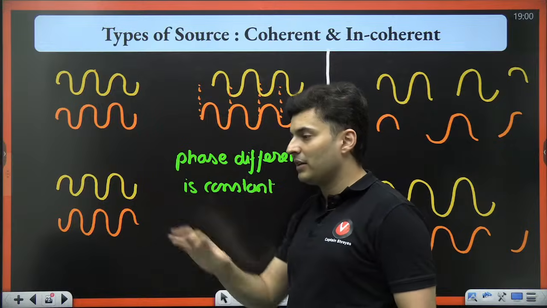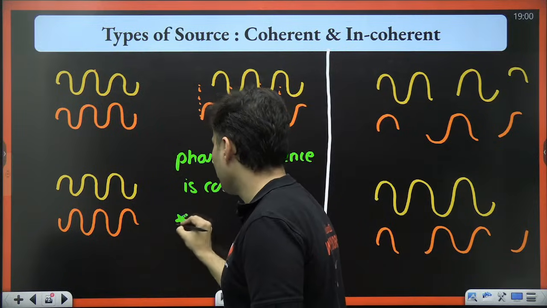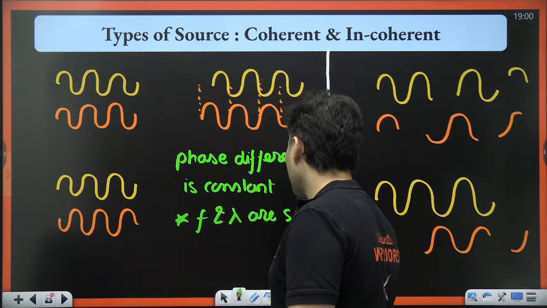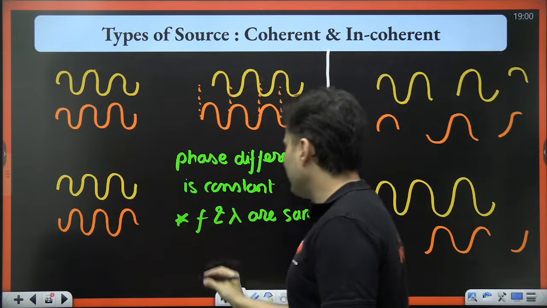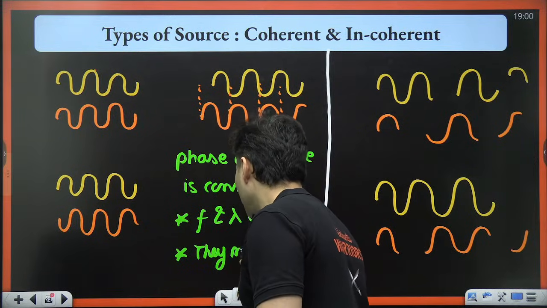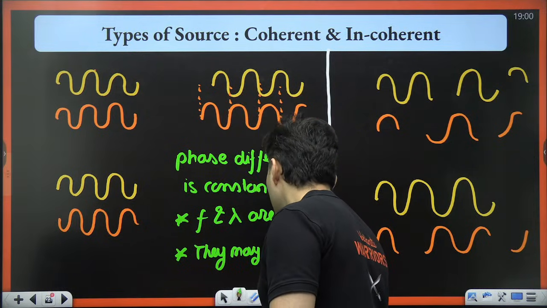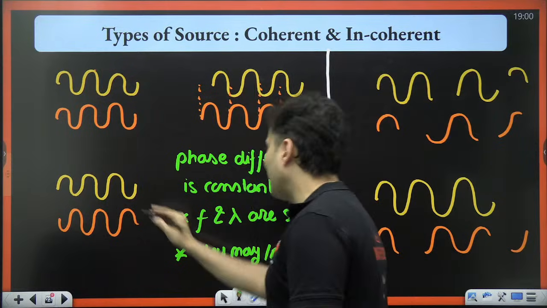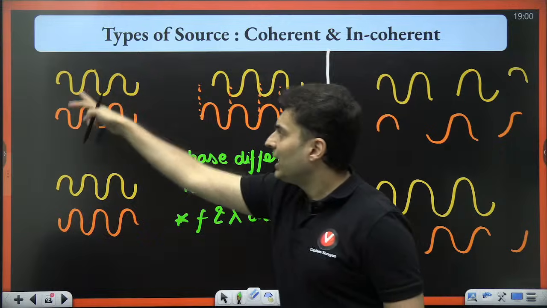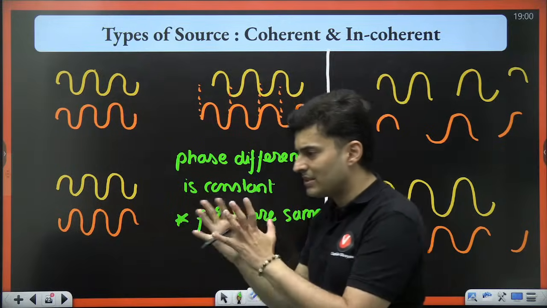So the phase difference is constant, and this can only happen if frequency and wavelength are the same, but they may not be aligned. They may or may not be aligned, like I have shown over here. They may be aligned or may not be aligned, or there might be some gap between them.